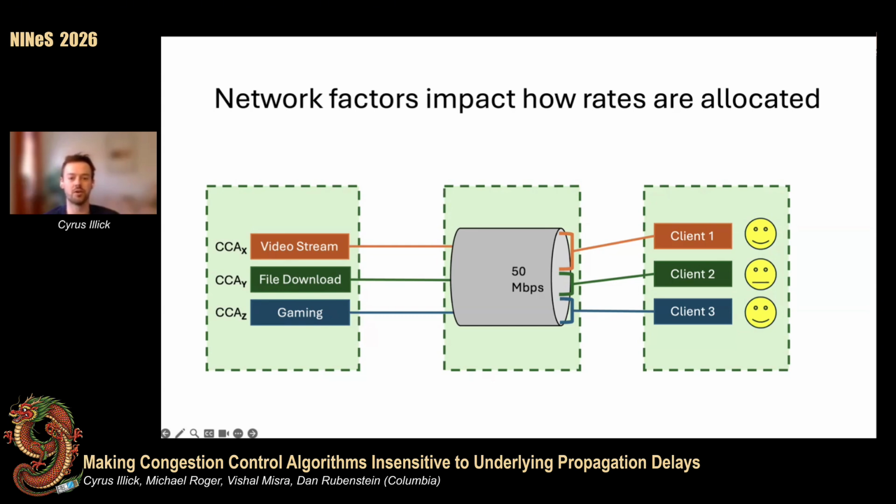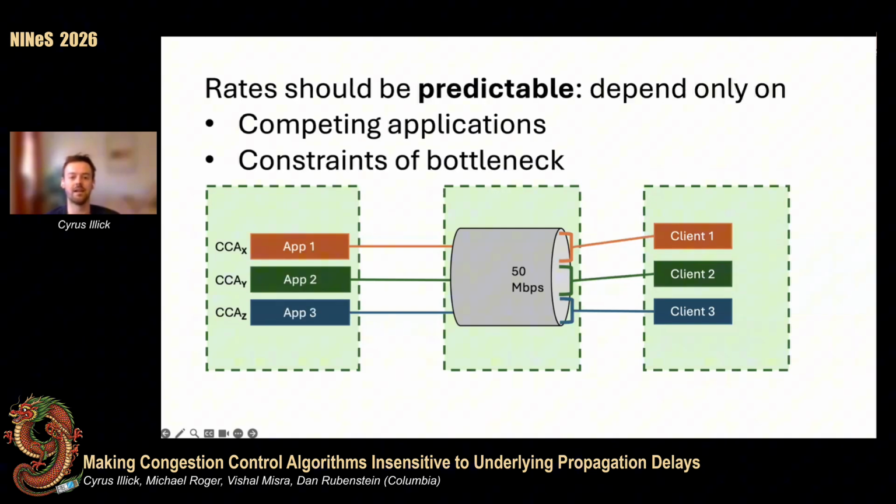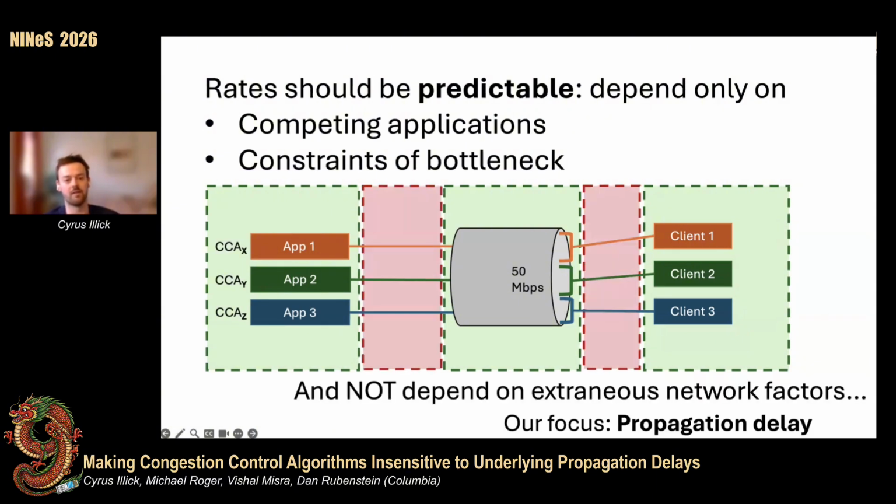The way that different CCAs should compete depends on your stance on internet fairness. But the reality today is that many applications choose to use the CCA that best suits their own needs rather than the CCAs that are the most fair. In this talk, we're not taking a strong stance on the importance or definition of internet fairness, but instead are proposing a more broadly acceptable notion of predictability, in that ideally, the rates allocated to a set of competing applications should be predictable as a function of the decisions made by the applications and the property of the bottleneck that they share. And it should not depend on any extraneous network factors.